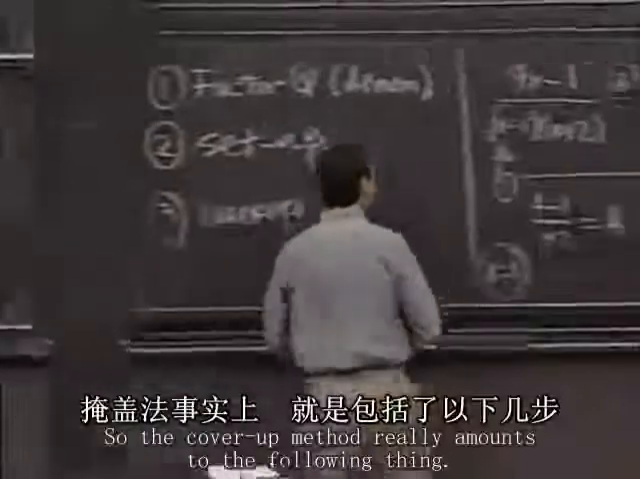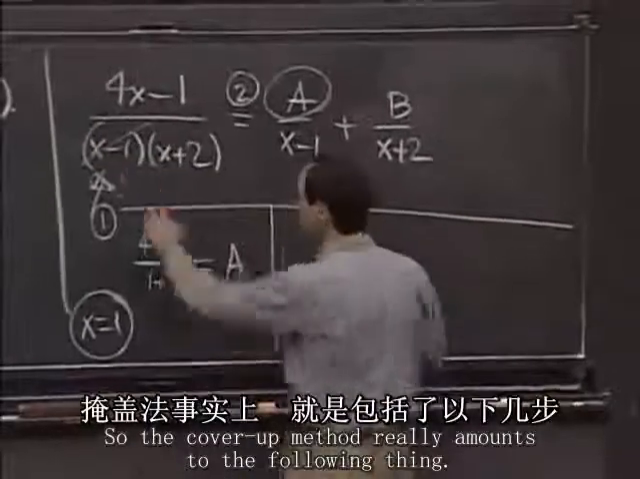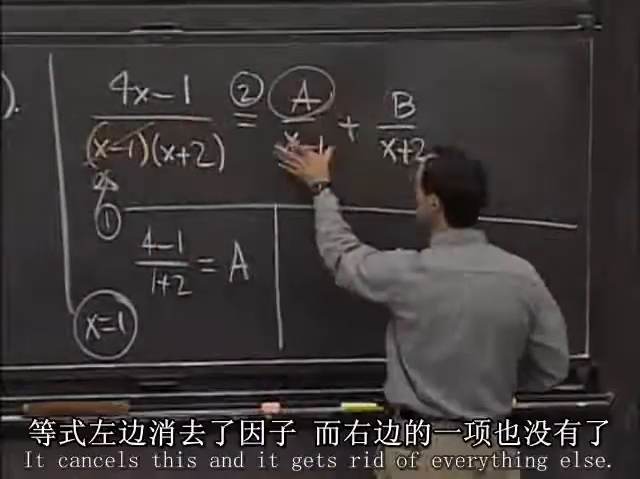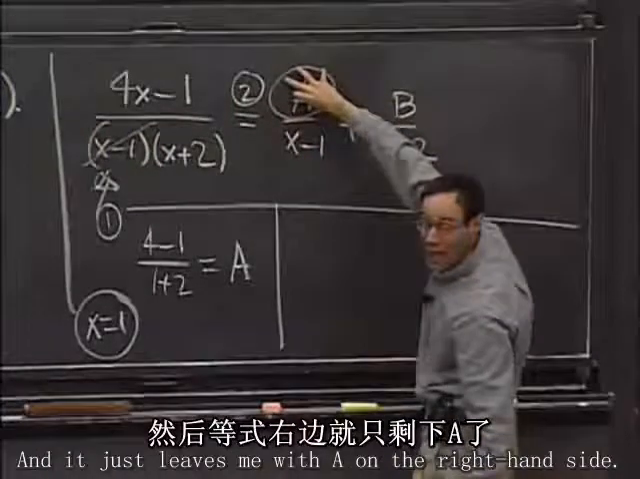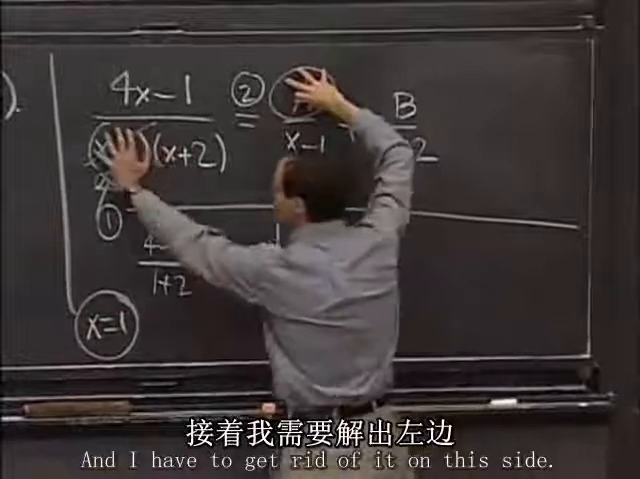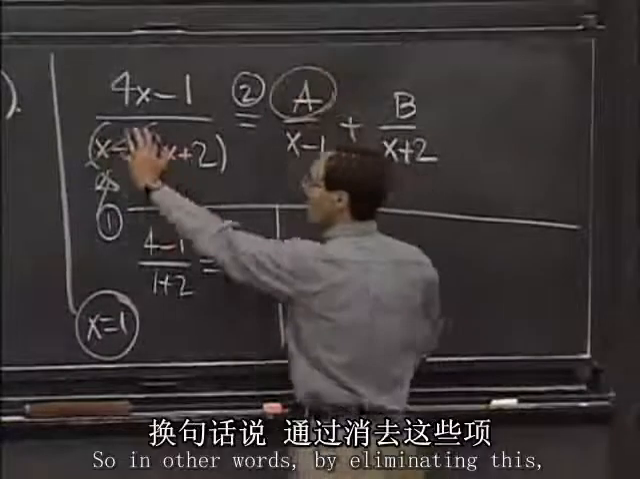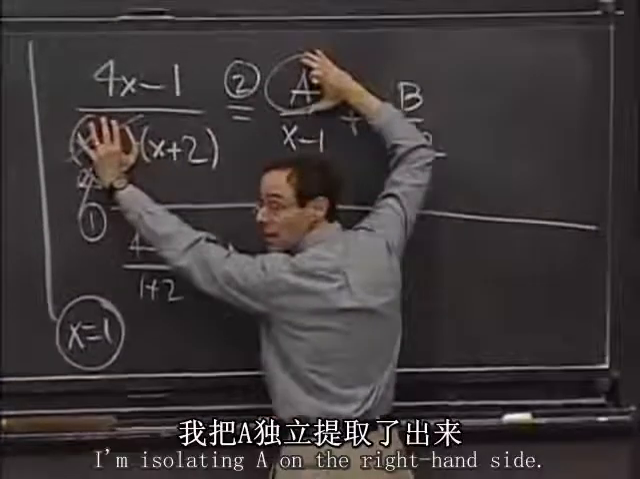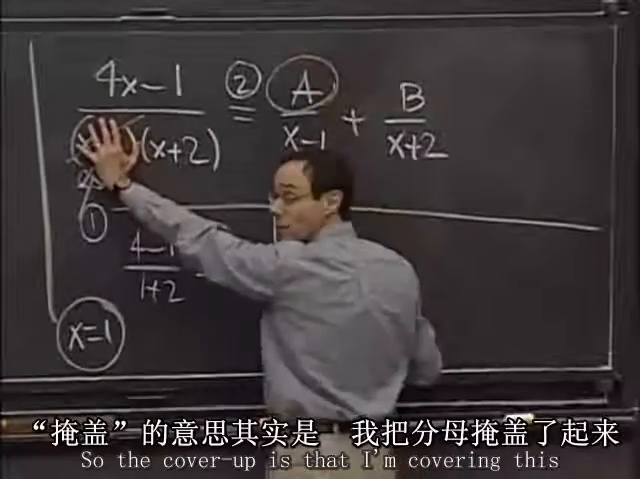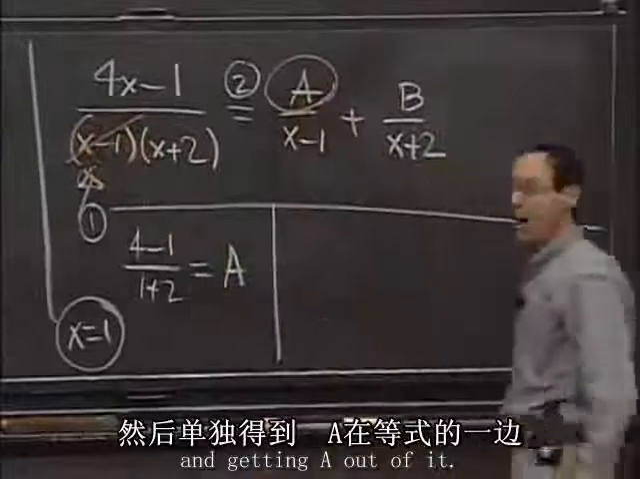So the cover-up method really amounts to the following thing. I'm thinking of multiplying this over here. It cancels this and it gets rid of everything else. And it just leaves me with a on the right-hand side. And I have to get rid of it on this side. So in other words, by eliminating this, I am isolating a on the right-hand side. So the cover-up is that I'm covering this and getting a out of it.